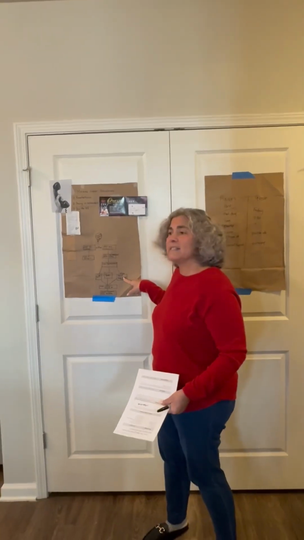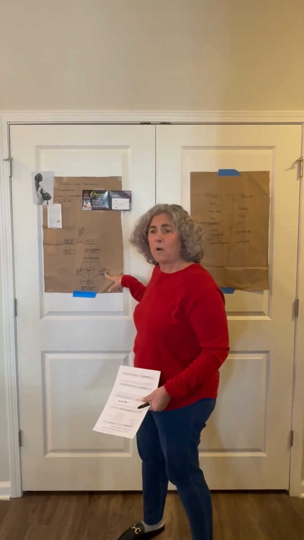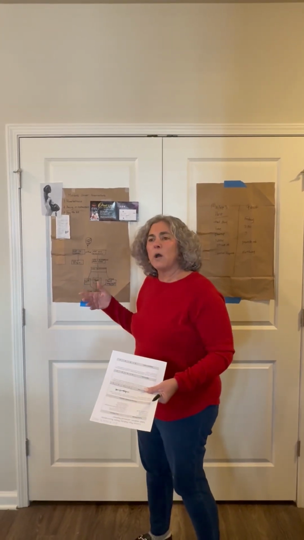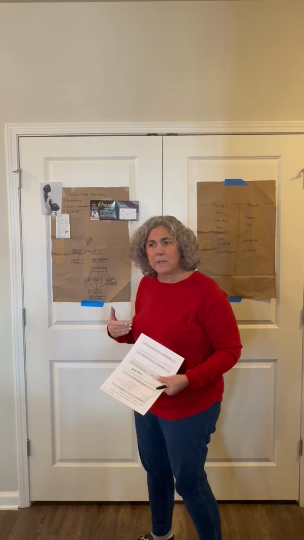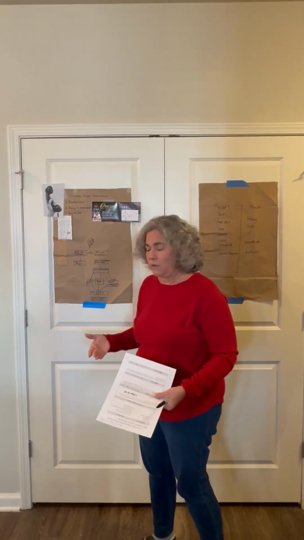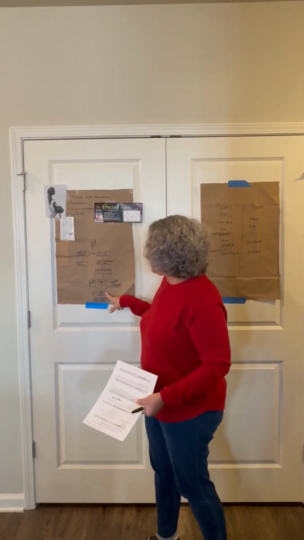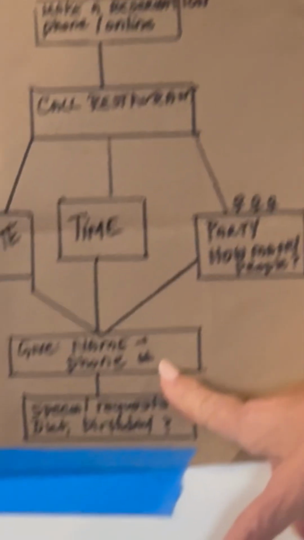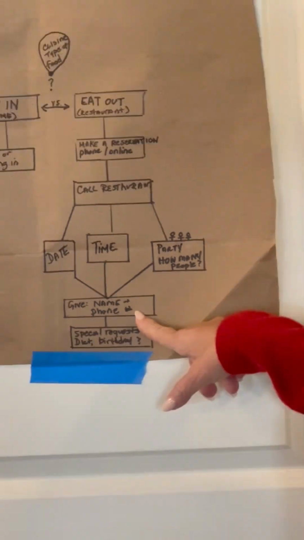And then they're going to say, how many are in your party? What does that mean? It's not a big party like balloon party. They want to know how many people are coming to the restaurant to eat with you. Then they're going to ask you for your name and your phone number so that they can make the reservation.